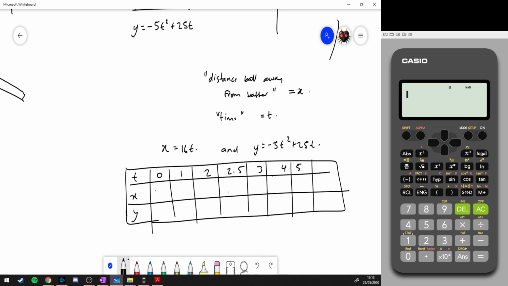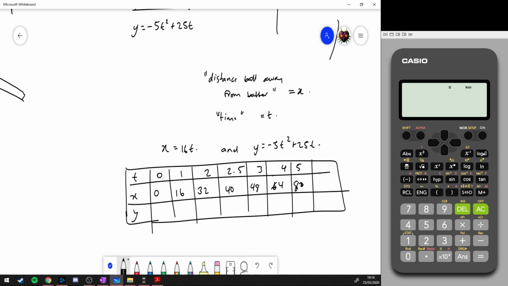All I'm going to do is substitute some values in. So 16 times 0, well, that's just equal to 0. 16 times 1 is 16. 2 is 32. 2.5 makes 40. Then 3 makes 48. 4 would make 64. And 5 is going to make 80.